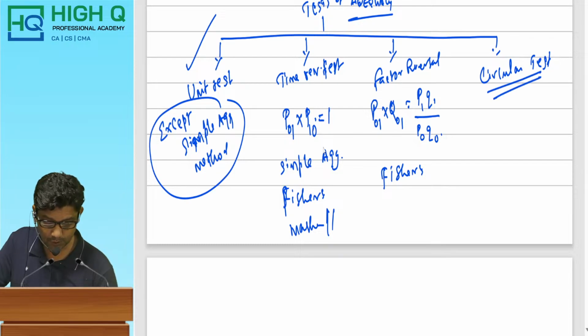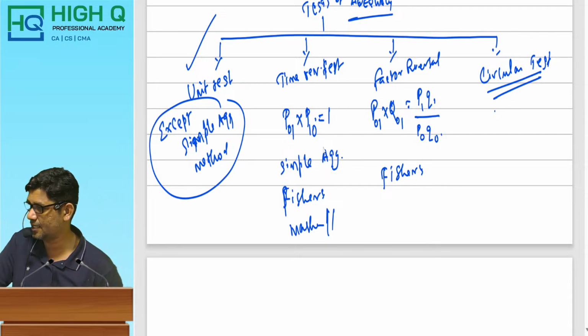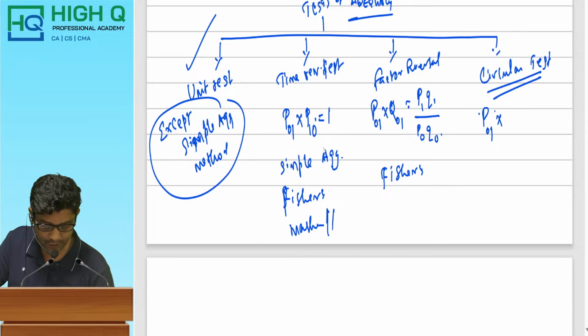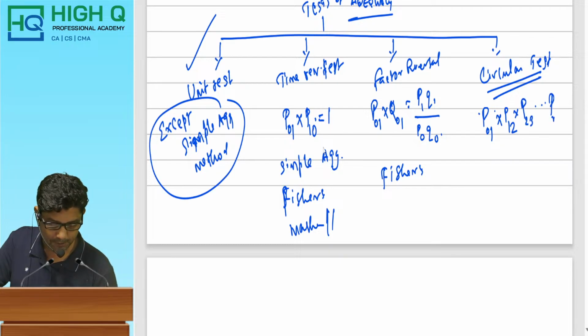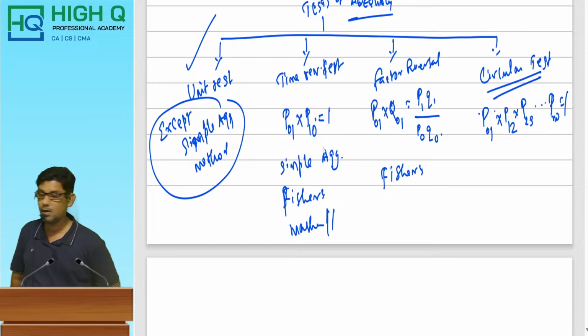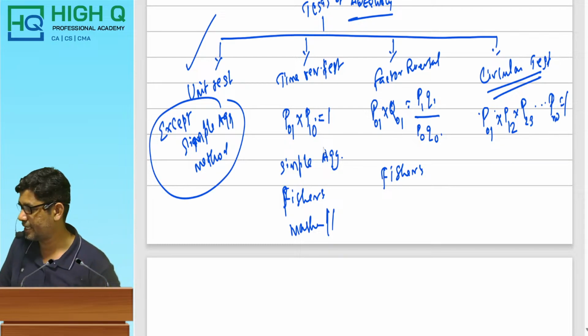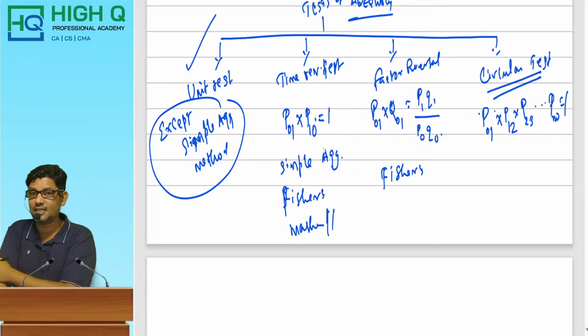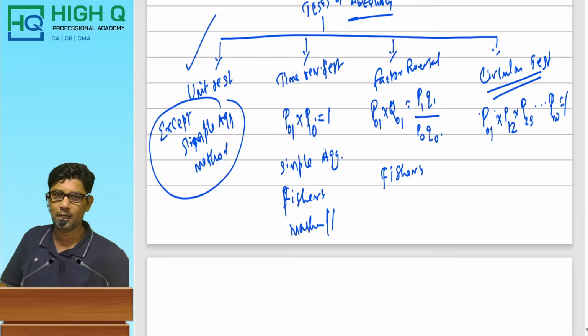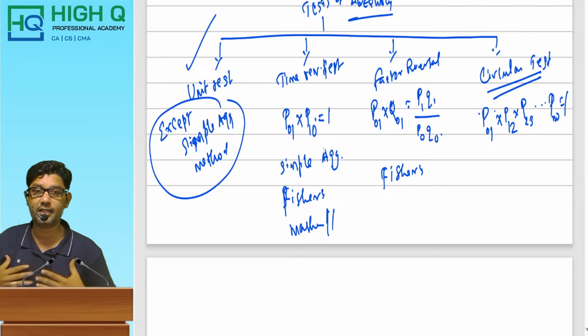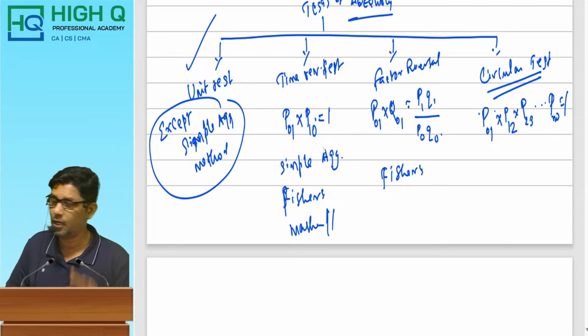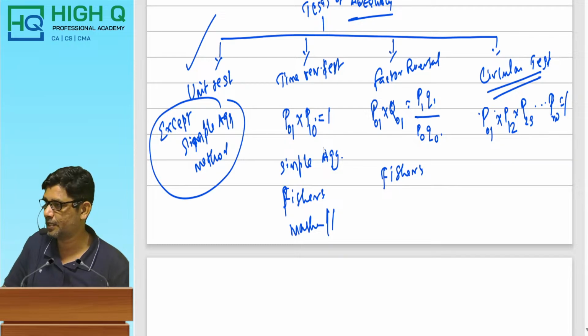Actually, what is the circular test, my dear? Circular test is an extension of the time reversal test. What is it? Extension of the time reversal test. For example, P01, P10, sorry, P12, P23, dot dot dot, Pn0, which is nothing but 1. So the simple aggregate method will satisfy, the simple geometric mean method will satisfy, but Fisher's and Laspeyres' and all will not satisfy. So, I know that you remember everything, of course you are aware about it. Okay, without this no one can start index numbers.